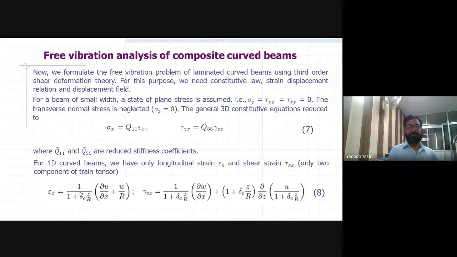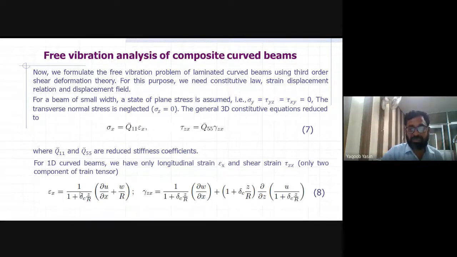Now for the 1D beam, we have the following strain displacement relations. Here epsilon x is obtained in terms of derivatives of the in-plane displacement and transverse displacement. Here U is the in-plane displacement and W is the transverse displacement, in the thickness direction. And we have shear strain.